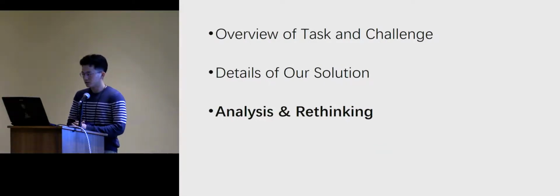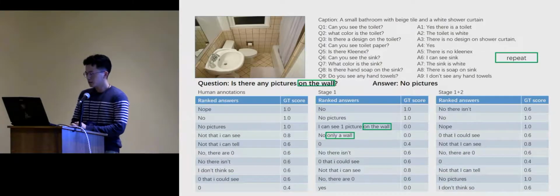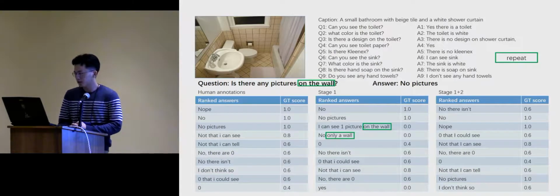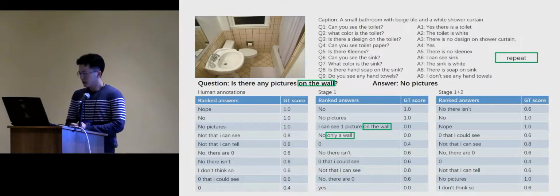Last, I will analyze the experimental results and think about the real dialogue task. So here is an example about the language bias. The leftmost table is the dense annotation. The middle one is the results trained with only the sparse ground truth answers. The rightmost one is the results trained using sparse and dense annotations.